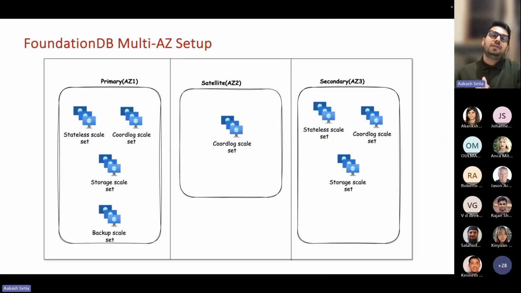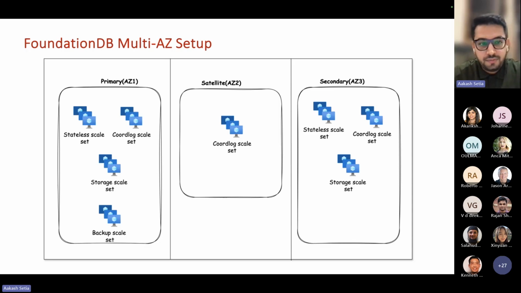So majorly, all the clusters in production are running in multi-DC setup. Here we have 3 availability zones, and we have divided these into 3 DCs, which is primary, satellite, and secondary. So this is how the FoundationDB setup looks like.